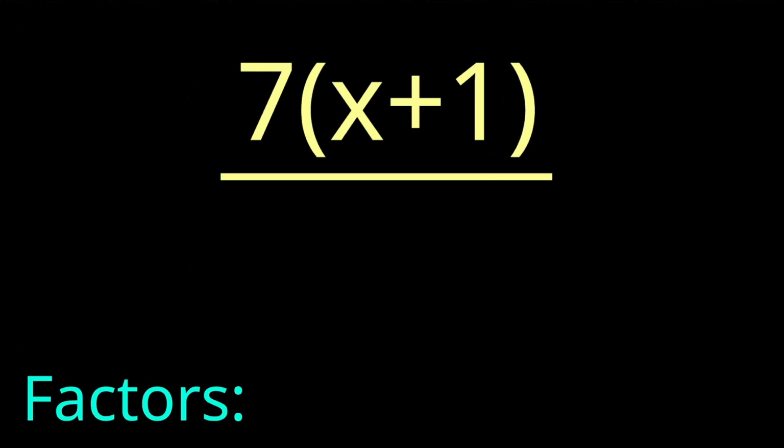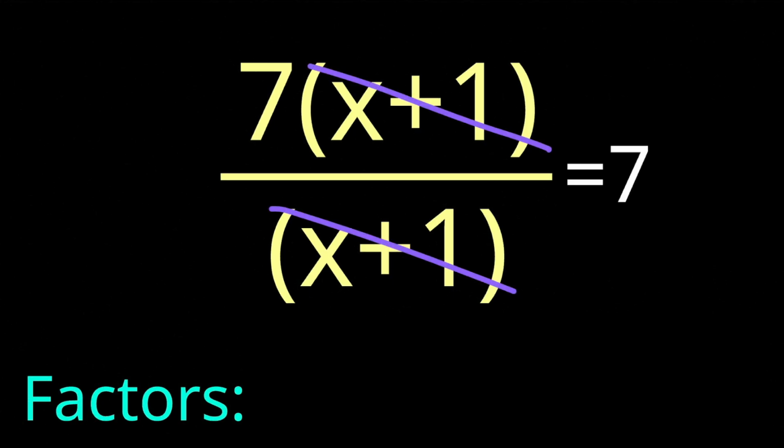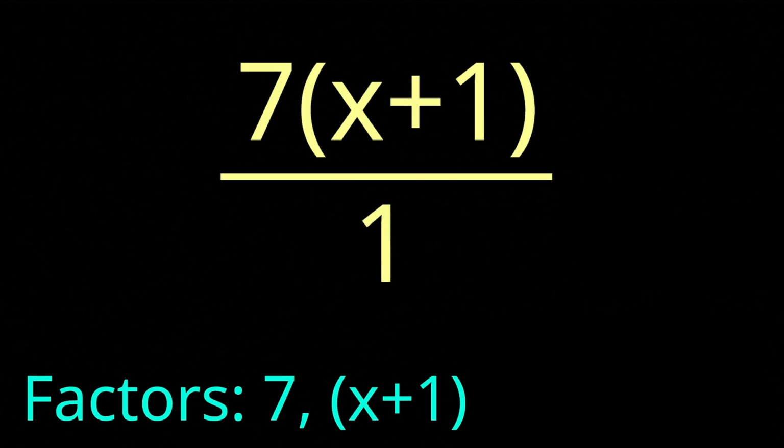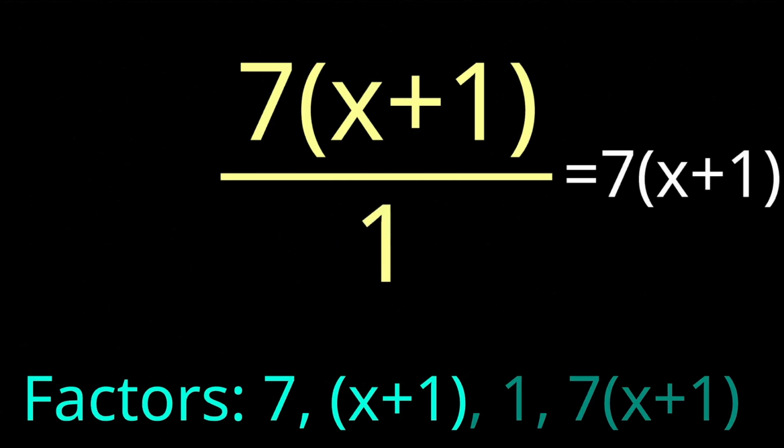And if I divide this expression by x plus 1, I'd be left with 7. So 7 and x plus 1 are both factors. I could also divide this whole expression by 1 and it would stay as 7 times x plus 1, so that's a factor as well. Let's look at some examples.